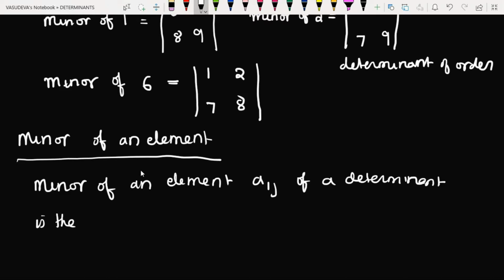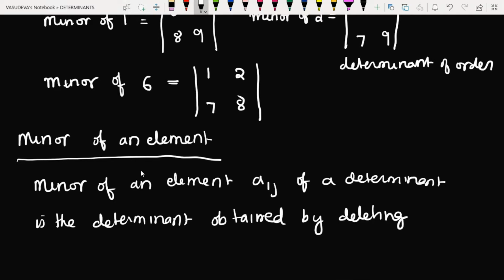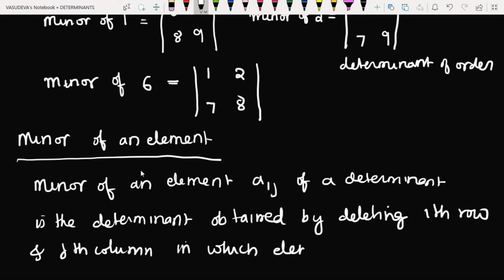is the determinant obtained by deleting the ith row and jth column in which element Aij lies. ಸೊ Aij ಎನ್ನುವಂಥ ಎಲಿಮೆಂಟು ith row ಮತ್ತು jth ಕಾಲಮ್ನಲ್ಲಿ ಇದ್ದಾಗ ಆ deleting the elements of the ith row and jth column, the determinant of the remaining elements is the minor of an element Aij.